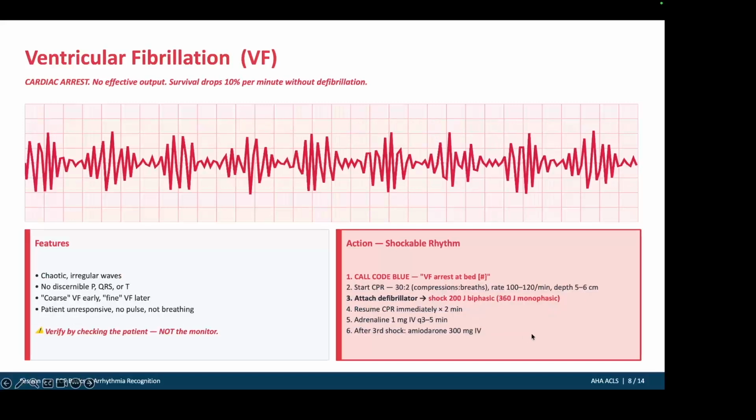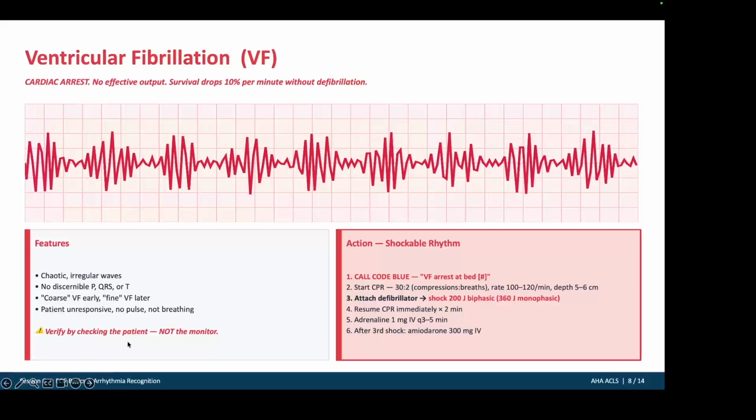And this is ventricular fibrillation. Here the waves are chaotic and irregular, and an irregular RR interval can be seen. No discernible P, QRS or T waves at all, and there is no question of an RR interval here. And coarse VF early, fine VF later can be possible. The patient becomes unresponsive, with no pulse and no breathing, which is definitive.